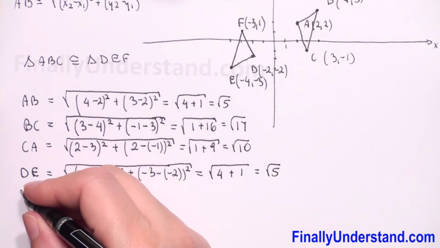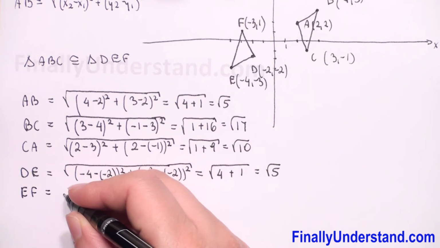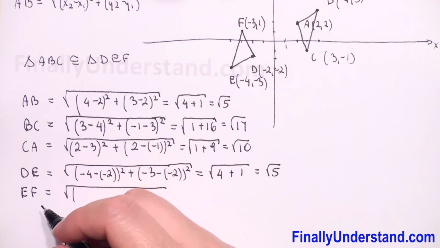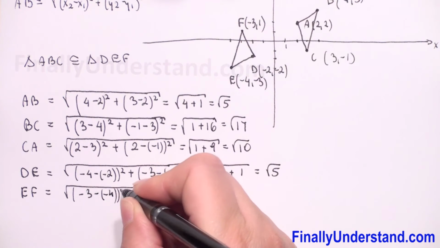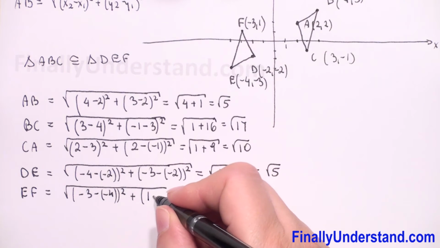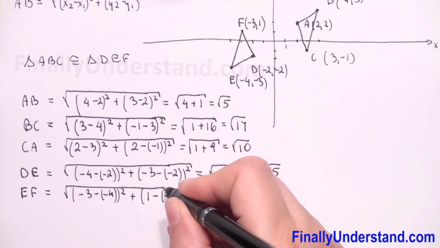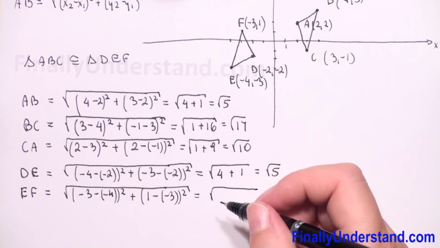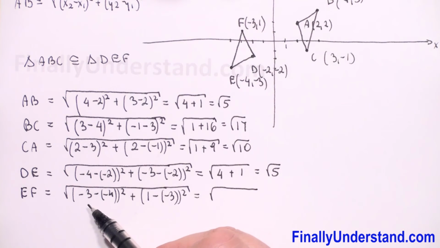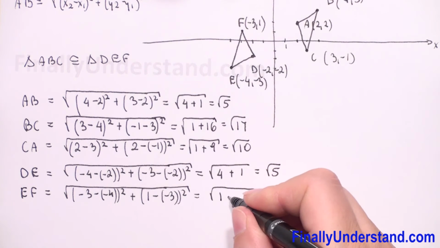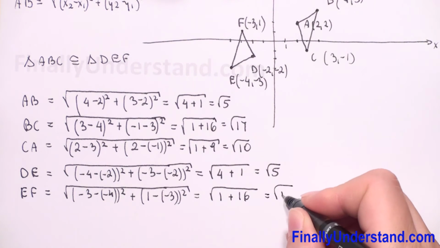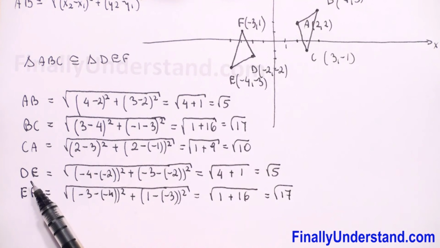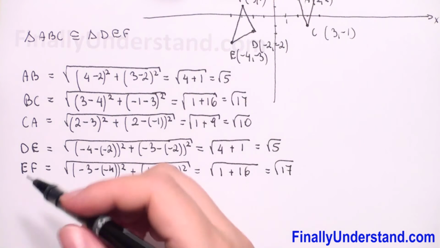Next we have EF, so this is equal to the square root of: F is the second, E is first, so we have (negative 3 minus negative 4) to the second power plus (1 minus negative 3) to the second power. So this is equal to the square root of: negative 3 plus 4 is 1, to the second power is 1, plus 1 plus 3 is 4, to the second is 16, so this is the square root of 17. We see that AB is equal to DE and BC is equal to EF.